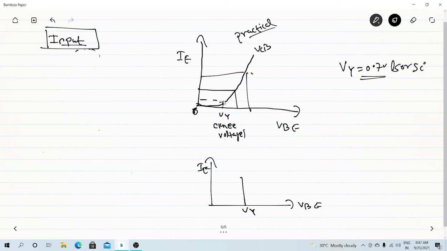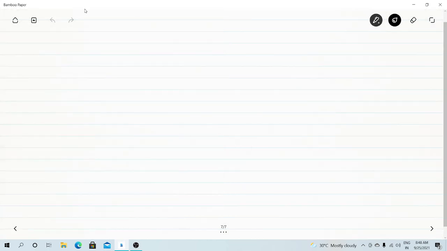But if you supply this minimum voltage, the diode is forward biased, so it can conduct, and you will get a current, initially very small. If you apply less than this, the diode is in the off condition, and in the off condition the diode cannot conduct, so the current will be zero. Let's go to the next page for the output characteristic.